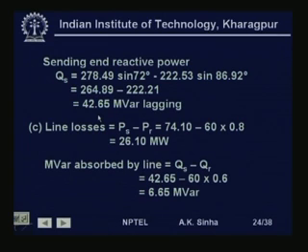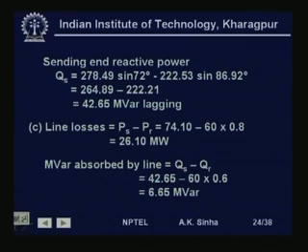Now, in part C we need to calculate the line losses and the megawatt absorbed by the line. So, line losses will be nothing but the difference between the sending end power and the power received. If we take the difference of the two, that much real power is lost in the line, or dissipated by the resistance of the line.